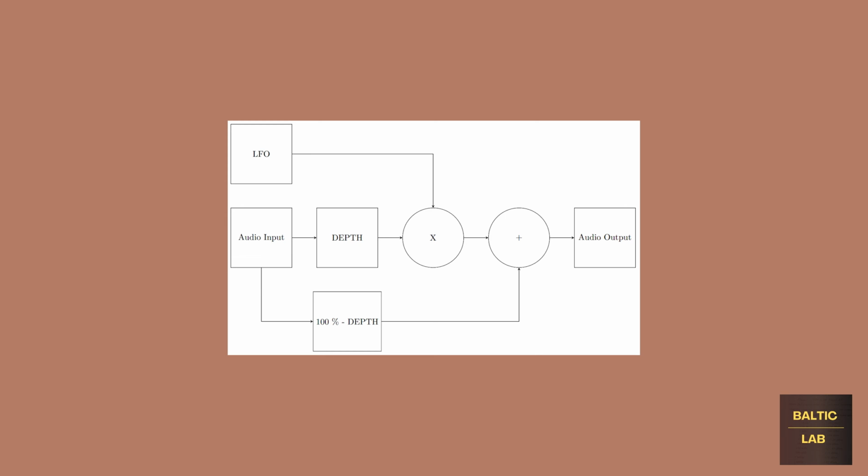Three parameters describe the behavior of the tremolo effect. One is the frequency of the low frequency oscillator. The second is the waveform shape of the low frequency oscillator. The most common modulating waveforms are the sine wave, a triangle wave, and a square wave. The third effect parameter is the modulation depth. This variable basically controls how much of the incoming signal actually gets affected by the LFO signal.